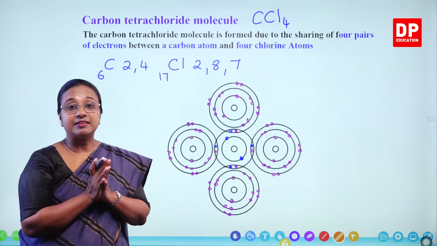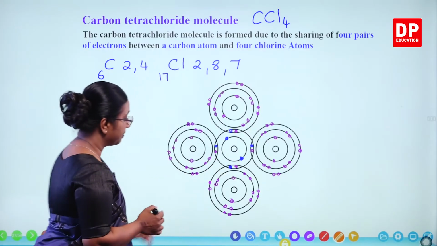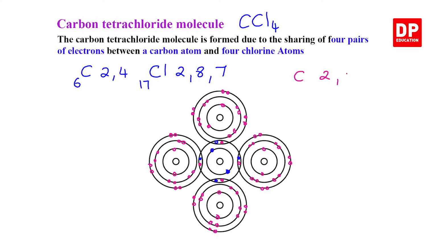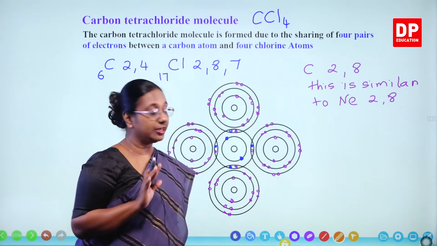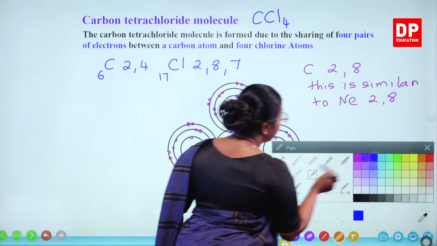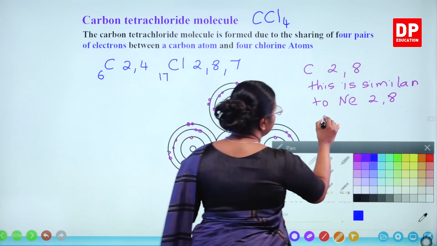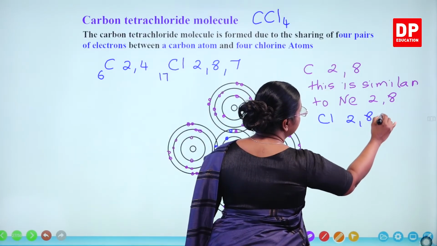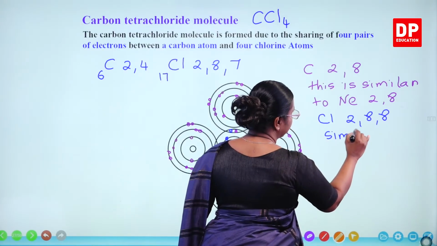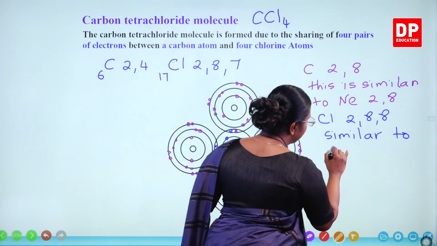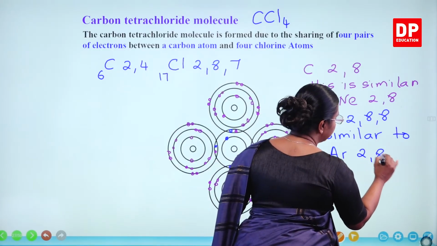If you take carbon, now it has electronic configuration 2, 8. This is similar to neon. That also has electronic configuration 2, 8. So, noble gas electronic configuration, that is stable. Then if you take chlorine, now chlorine has 2, 8, 8. Similar to what? Noble gas argon, 2, 8, 8.